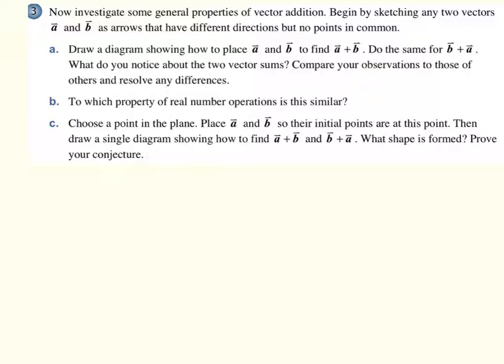Okay, class, number 3. It says, now investigate some general properties of vector addition. Begin by sketching any two vectors A and B as arrows that have different directions but no points in common. So what I'm going to do is I'm just going to draw vector A right here. We'll call that A. Okay, now vector B.